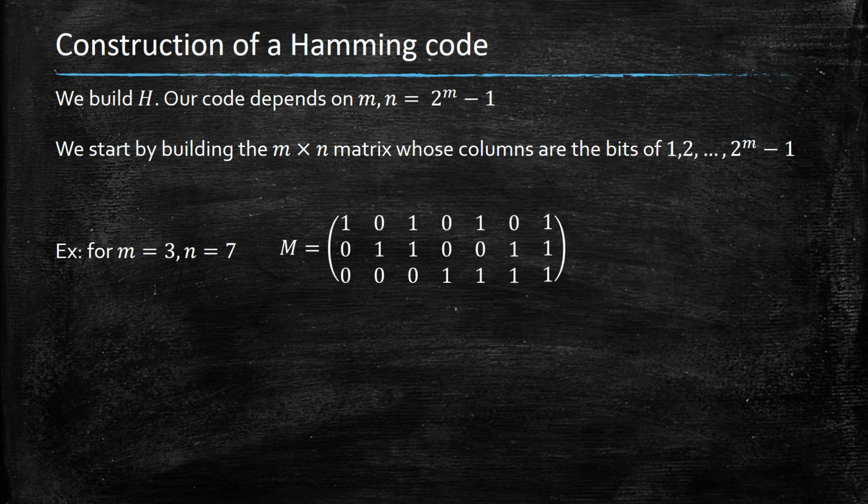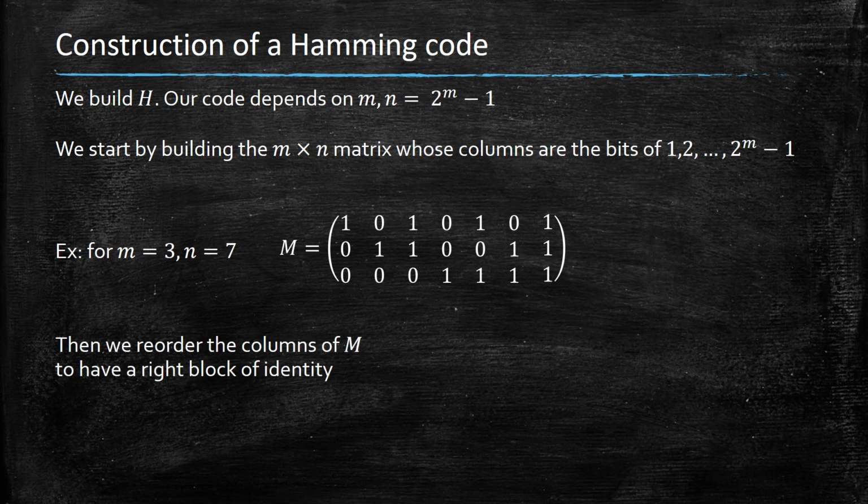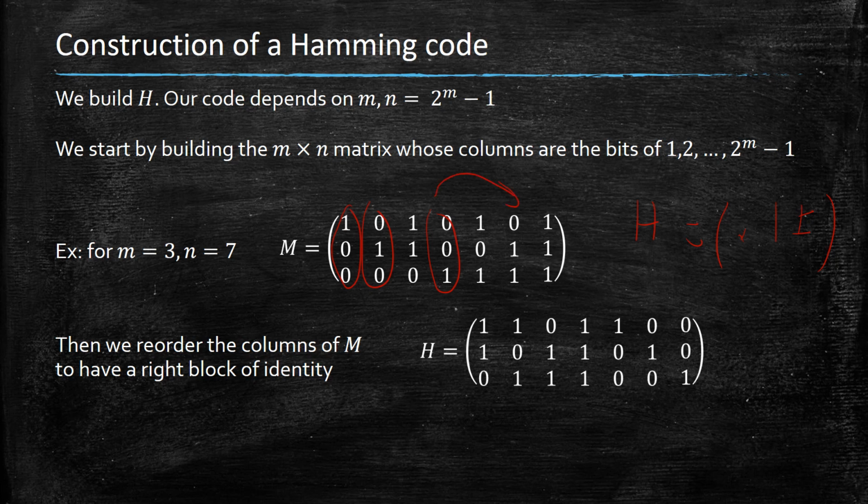Now we want to turn this into a parity check matrix, and the recipe to do that is to reorder the columns of M to have the right block be an identity. So we want H to be of the form something and an identity block. We're going to move basically this column and this column to the bottom, to the right hand side. And here is what we get by doing so.